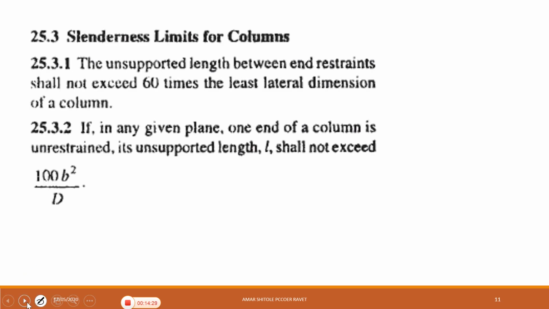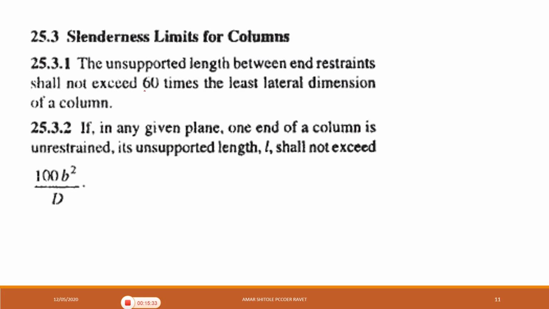Then, the IS code has given a limit to the slenderness ratio, as we saw in the previous slide, that depending upon the failure of the column, they are divided into 3 types. To place the given column in one of those 3 types, we must follow the slenderness ratio. The slenderness ratio limit is given by the IS code in clause 25.3. According to clause 25.3.1, the unsupported length between the restraints shall not exceed 60 times the least lateral dimension of the column. It is also given in clause 25.3.2 that if in any given plane one end of the column is unrestrained, its unsupported length shall not exceed 100 b square by d.